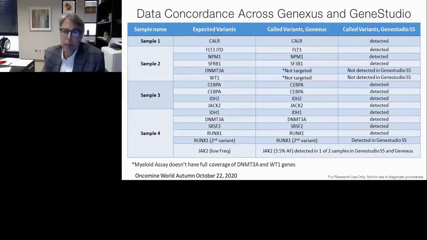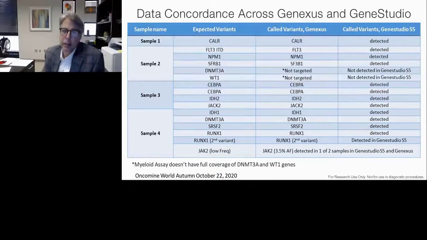A couple of points to make here: on sample 2, we had two genes that had variants, DNMT3A and WT1. Our assay at UAB detected variants in these two genes that are not covered by the Genexus or the GeneStudio assays. So we did not detect them, but we weren't expecting to detect them. And one of our samples, sample 4, included a JAK2 mutation at a very low variant allele frequency, around 3%.